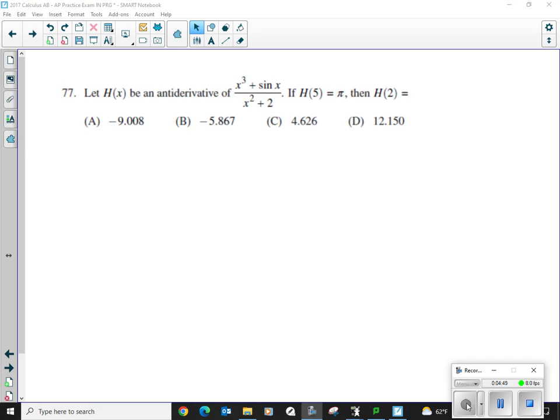So, number 77 says, let h of x be the antiderivative, or the integral. Yep, that's my marker that fell, kids. h of x is the integral. I'm just going to make a little note here. That's the integral of this bad boy right here.